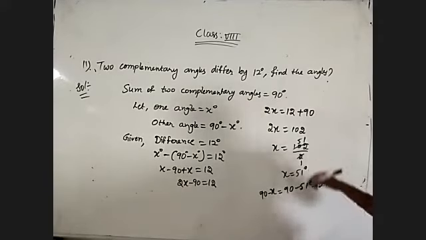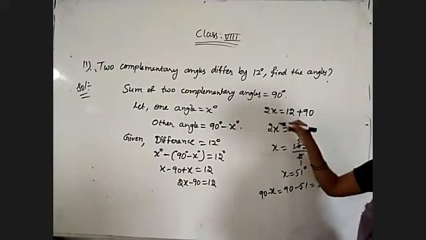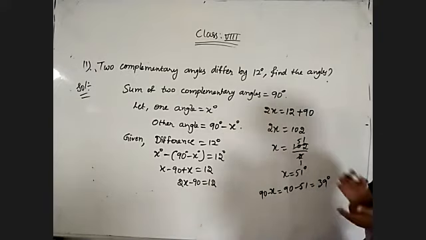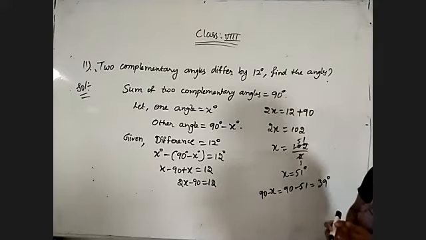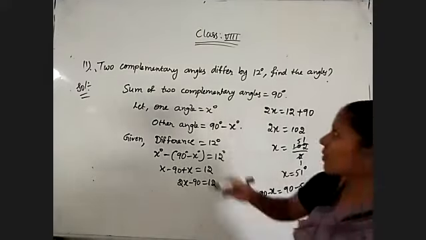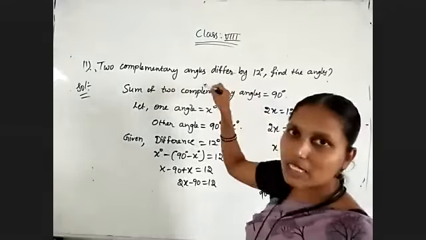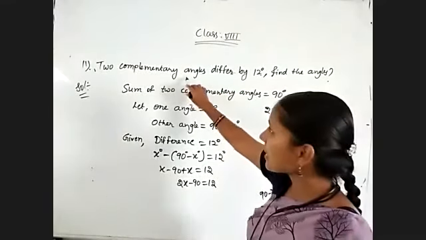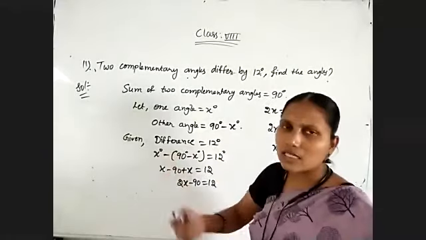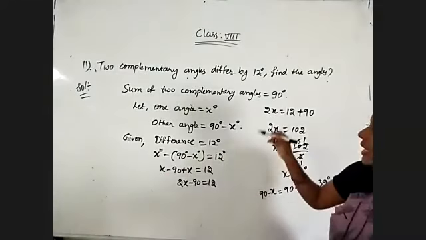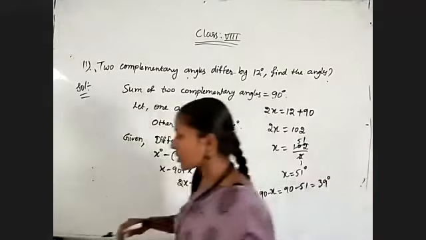Okay, so like this we need to simplify by using only one variable. The same question we can do by using two variables also. Now I have explained only for one variable. What is the first condition? Complementary angles differ by 12 degrees: x minus y is equal to 12. Complementary angles means x plus y is equal to 90. So by solving those two equations, we will get the x and y values. Okay, now coming to the next question.